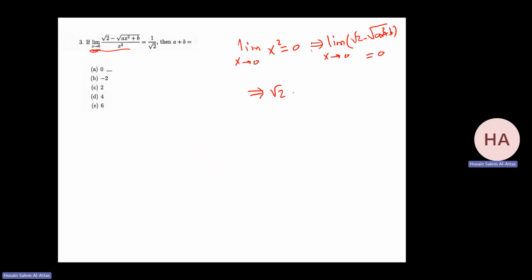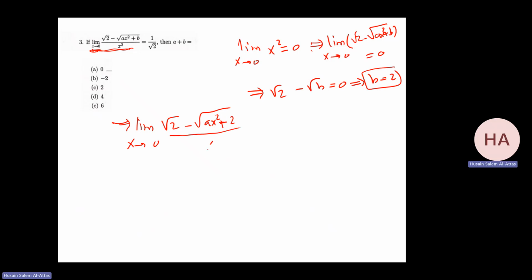That implies square root of 2 minus square root of b equals 0. So very clear, b equals 2. We get b. Now we need to get a. So I need to find this limit, as x goes to 0. I plug in the b: square root of 2 minus square root of ax squared plus 2 over x squared. I know that this limit is equal to this value. Now I need to find this limit.